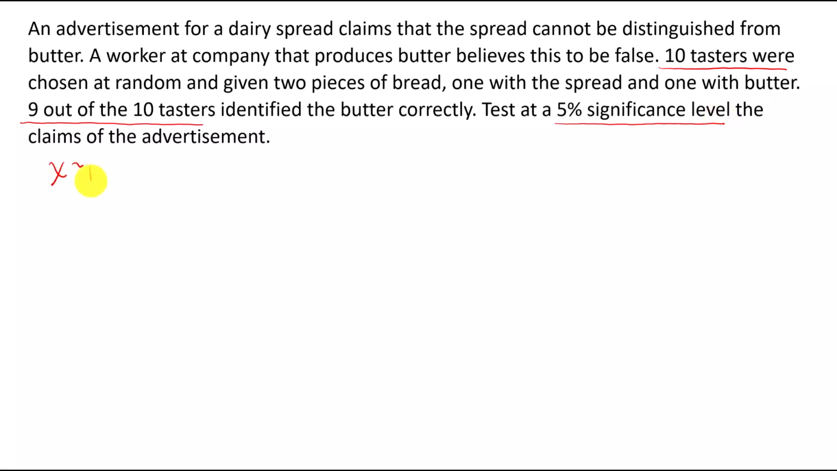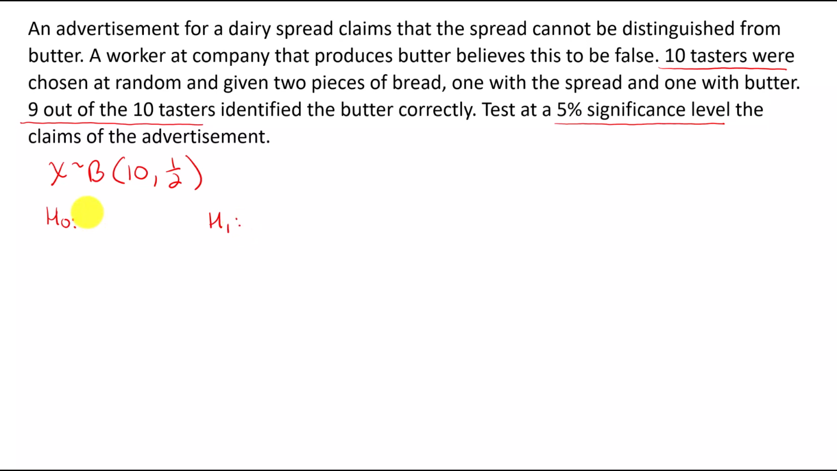So again, this is going to be binomial with 10 trials because we had 10 tasters. Now this one you have to be careful because it doesn't tell us what to expect. But think about this: if the dairy company claims that the spread cannot be distinguished, that they cannot tell the difference between the spread and the butter, then how many times would you expect someone to get it right? Well, you would expect them to get it right half the time because they're completely guessing. So they have a 50% chance of getting it right. So we're going to say 1/2. I want you to take a minute and state the null and the alternative hypothesis for this. And then check your answer with me.